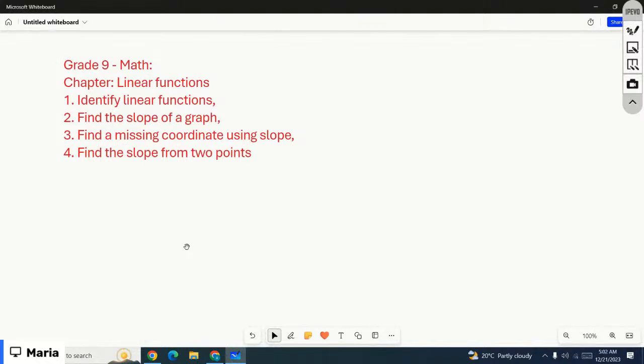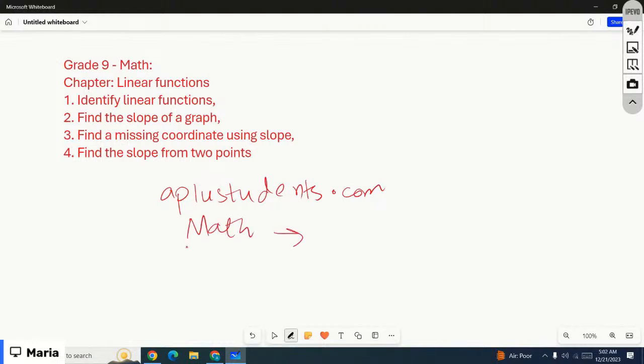So you can find all the lessons on aplusstudents.com. You have to log in there using your email address and the password provided by the administrator. Then you have to select math from the subject tab, scroll down to grade 9, and then click on view all lessons. There you can find a list of the chapters. We're going to start with the chapter linear functions.